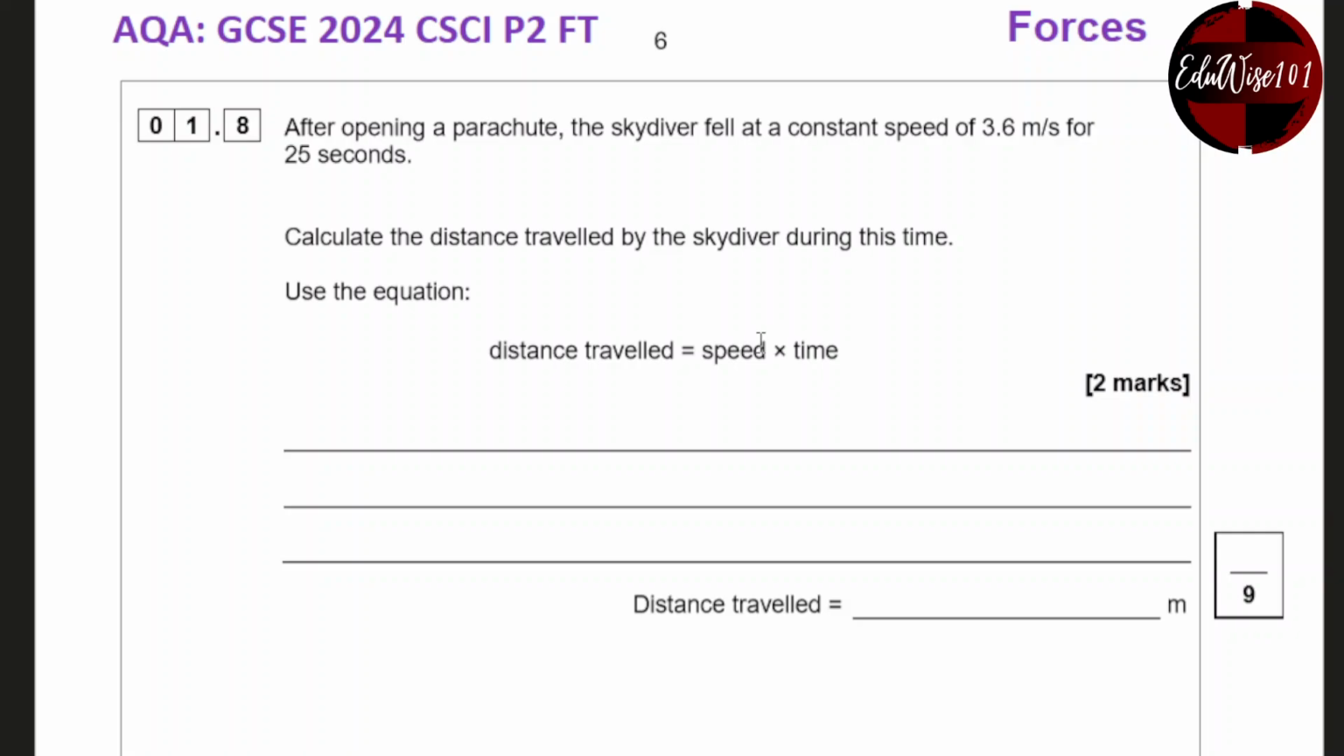After opening a parachute, the skydiver fell at a constant speed of 3.6 meters per second for 25 seconds. Calculate the distance traveled by the skydiver during this time. So they have given you the equation. Distance traveled is the speed multiplied by the time. The speed is 3.6 multiplied by 25. That gives you 90 meters. 90. That brings us to the end of question number 1, and let's have a look at question number 2.